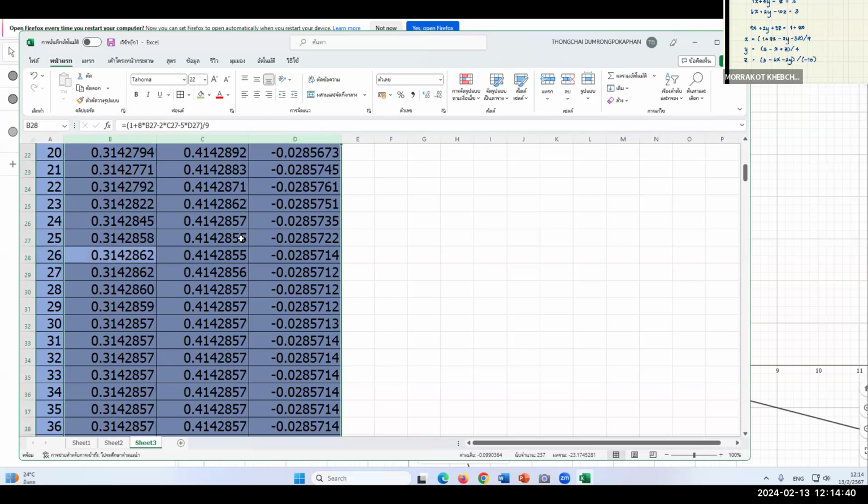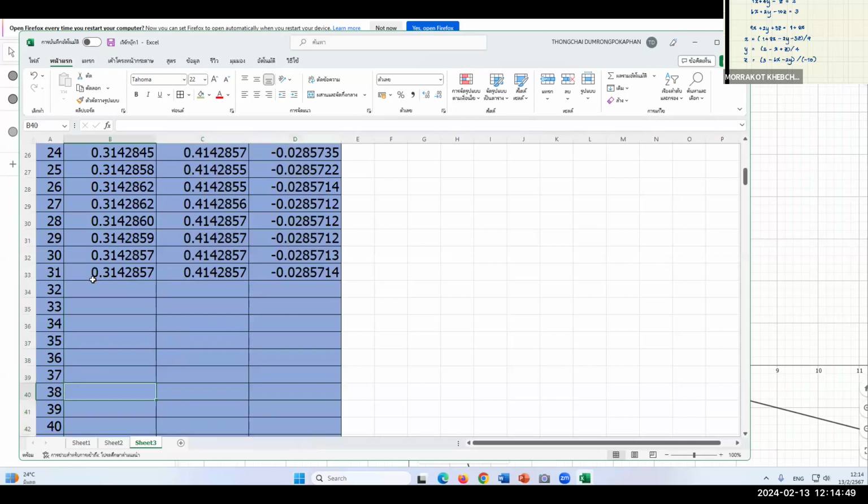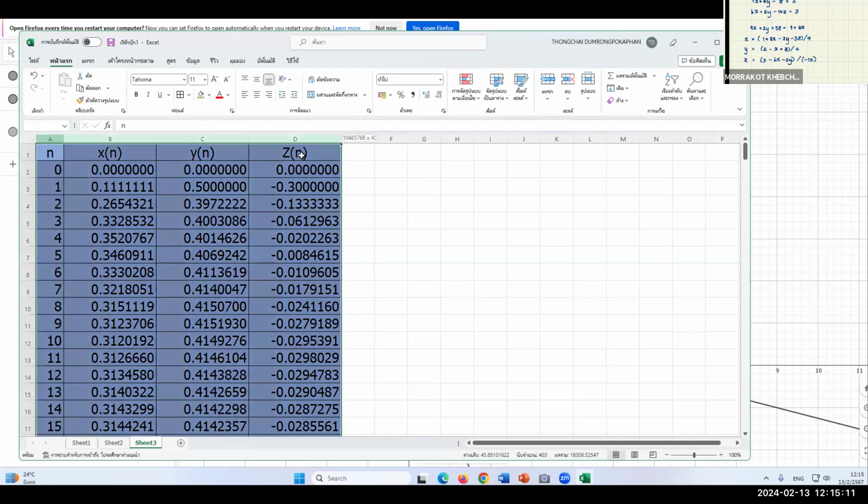Okay. Suppose this one. Okay, so I get the solution is this one. For the Jacobi, it uses 32 iterations.